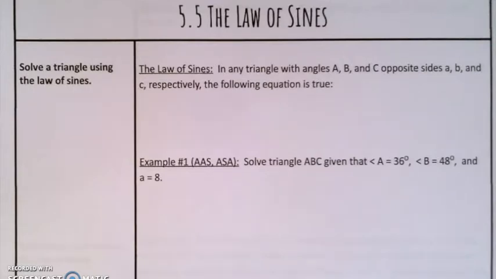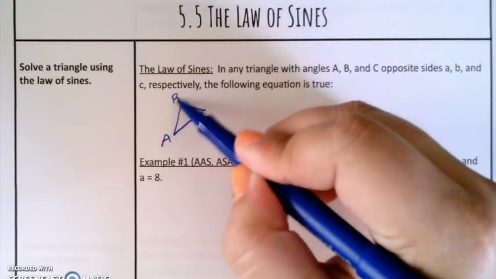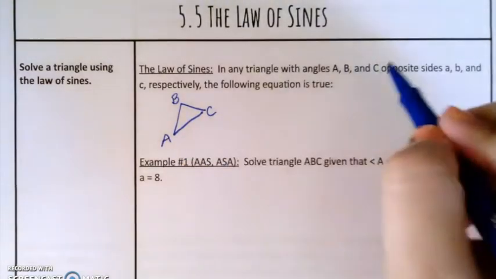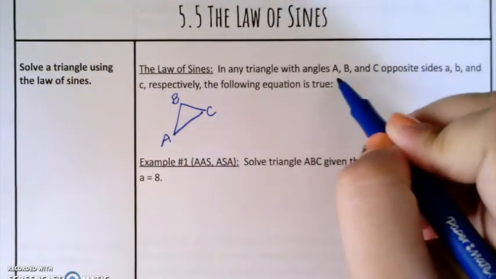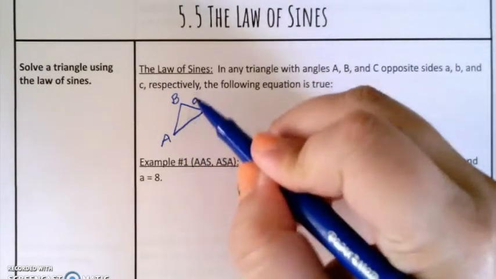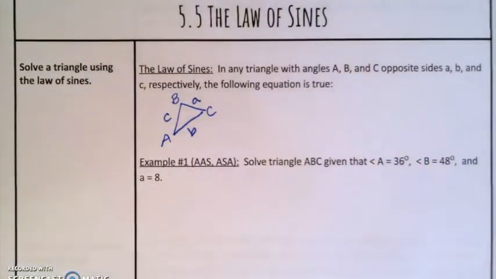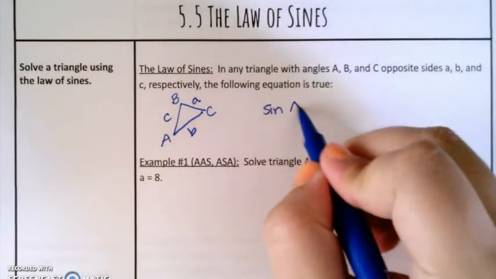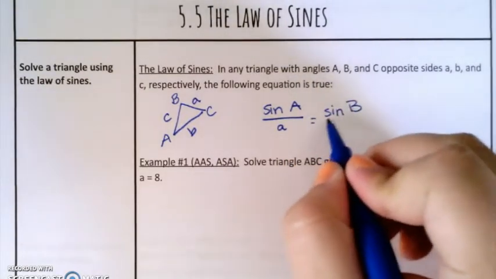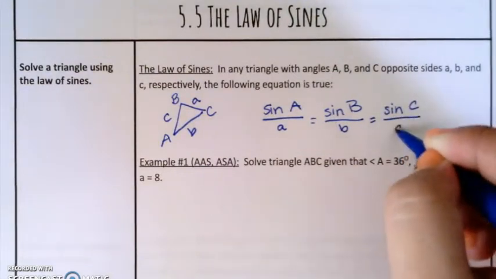In any triangle with angles A, B, and C, so if we draw a triangle here, A, B, and C, and opposite sides a, b, and c. Notice lowercase a denotes a side length, capital A denotes an angle, and the lowercase a is opposite of angle A. Sides b and c are opposite angles B and C. The following equation is true: sine of angle A divided by side length a is equal to sine of angle B divided by side length b, which is equal to sine of angle C divided by side length c.